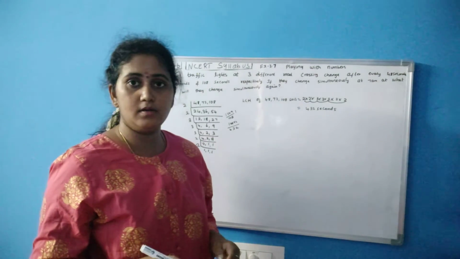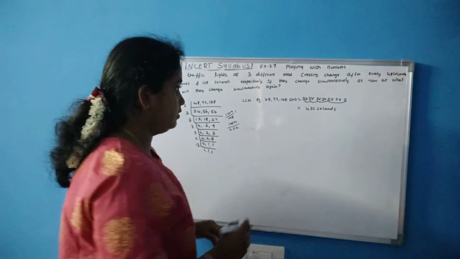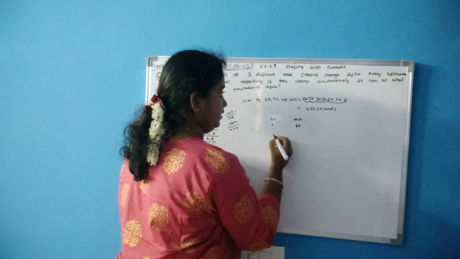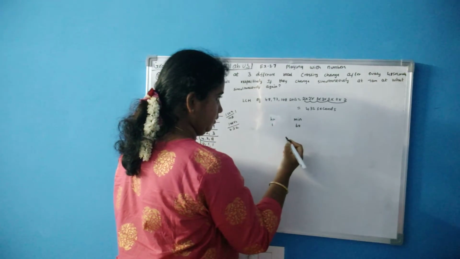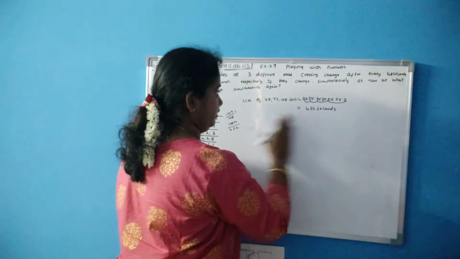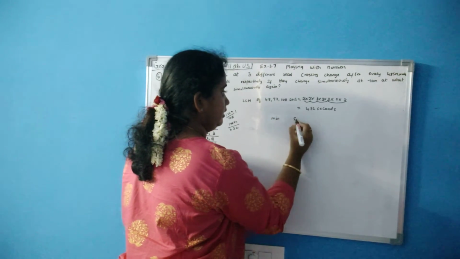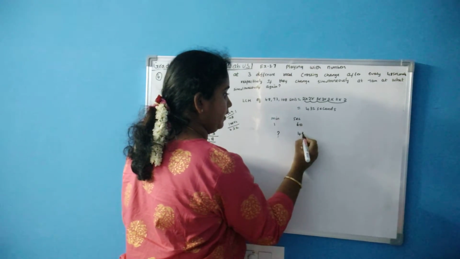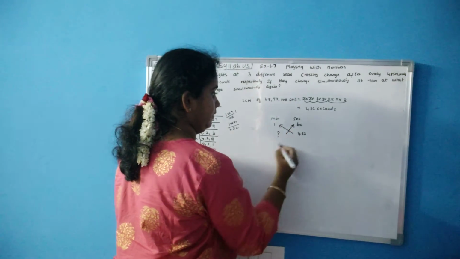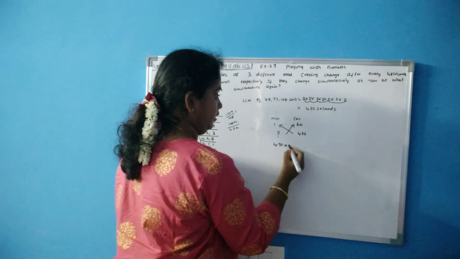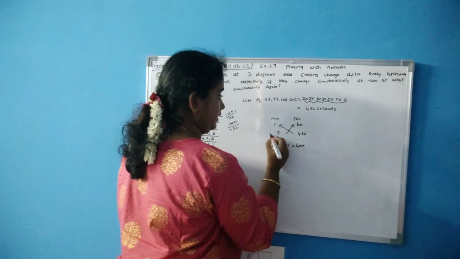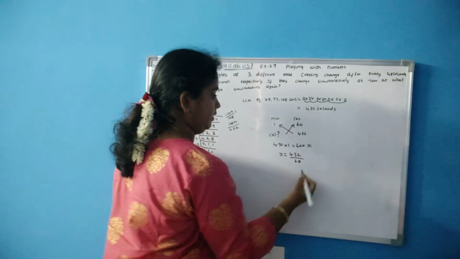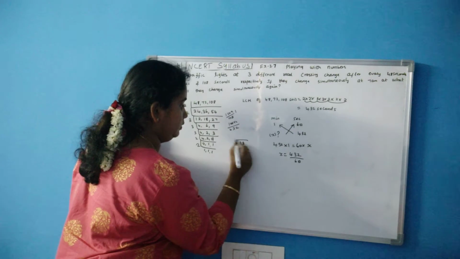You have to express it in minutes. Okay, so 1 hour equal to 60 minutes. Wait, not hour, this is minute and second. 1 minute equal to 60 seconds. So how many minutes is 432 seconds? So cross multiply. 432 into 1 equal to 60 into, let us consider this as x. So x equal to 432 divided by 60. Now divide it.